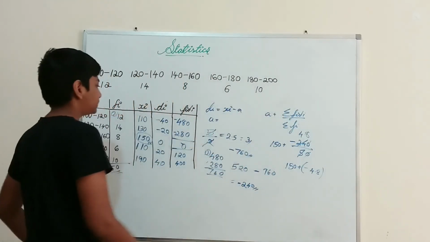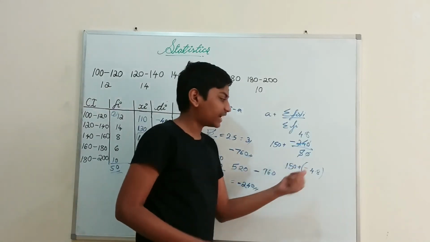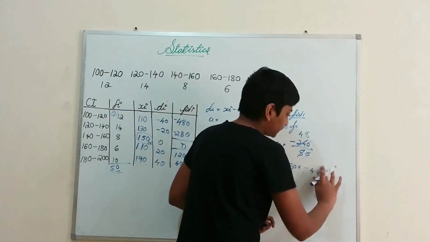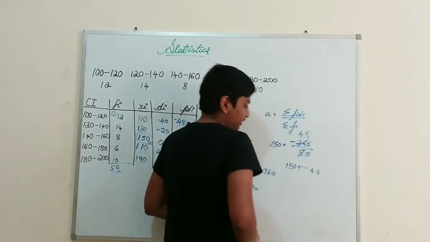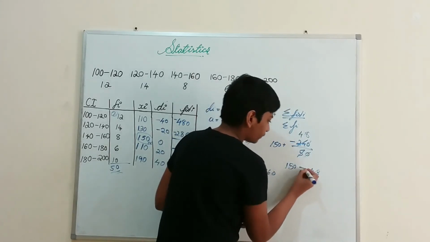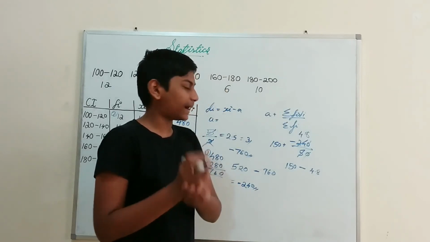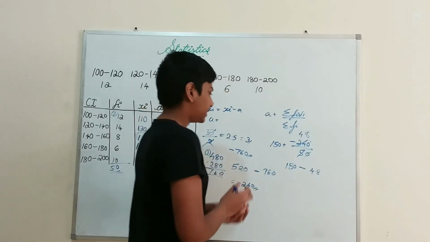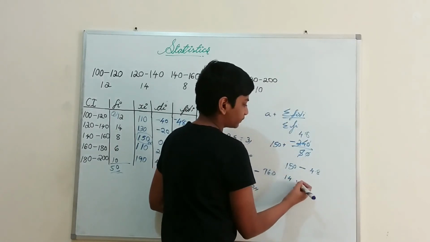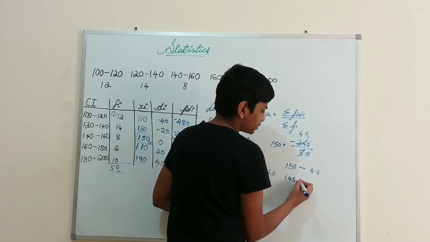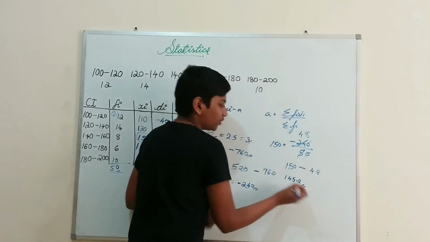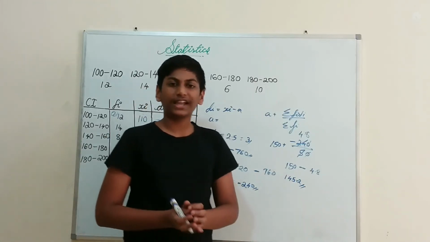After doing this much, if we forget and put positive instead of negative, we are doomed. So we'll open the bracket. We need to multiply these both. So positive into negative is nothing but negative. So I need to do 150 minus 4.8, which is nothing but 145.2. So this is our answer, 145.2.